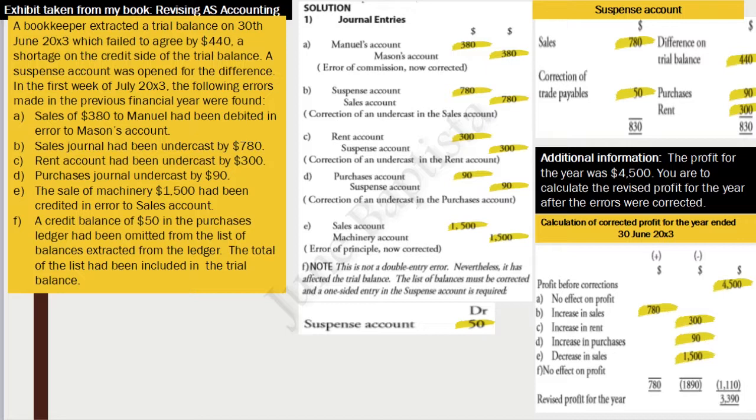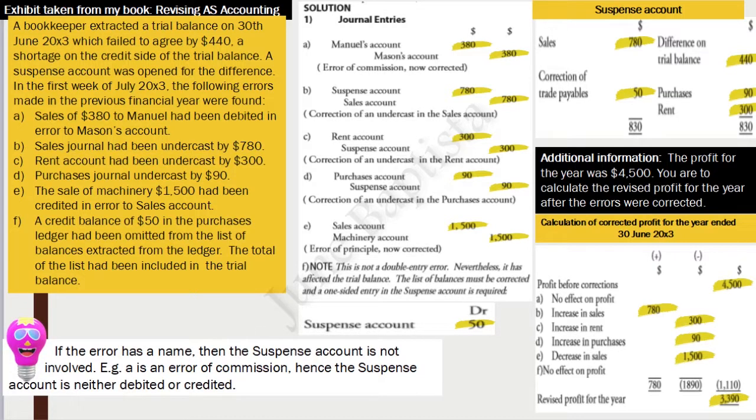The net result is to subtract $1,110 from the uncorrected profit of $4,500 to give us $3,390, the revised profit for the year. Let us look at that tip again. If an error has a name, then the suspense account is not involved. Example, error A, which was an error of commission. Hence, the suspense account was neither debited nor credited.